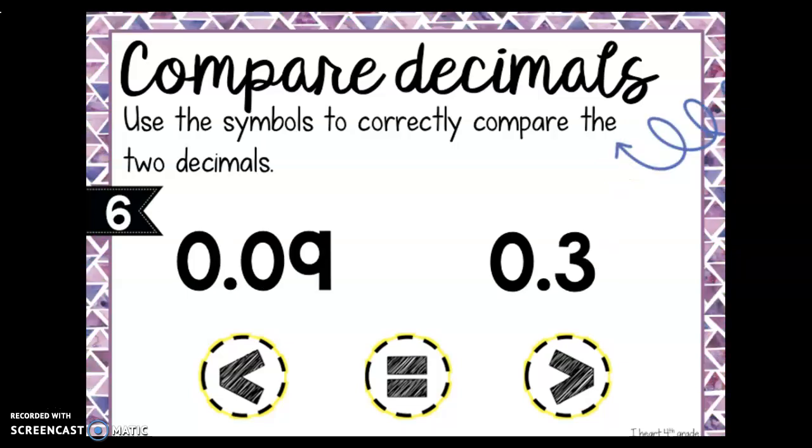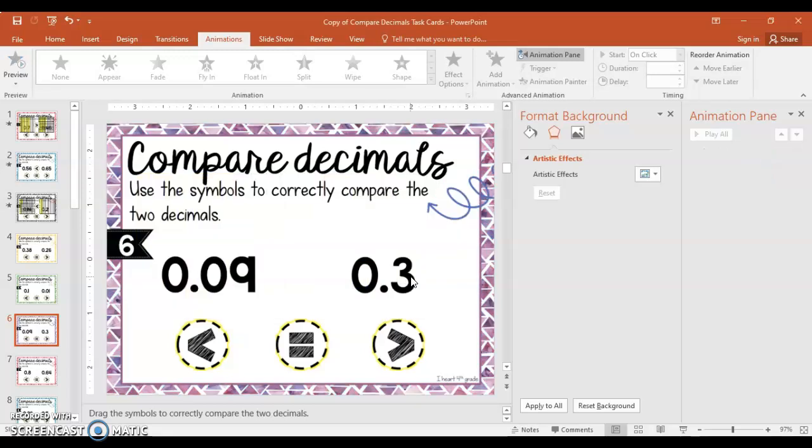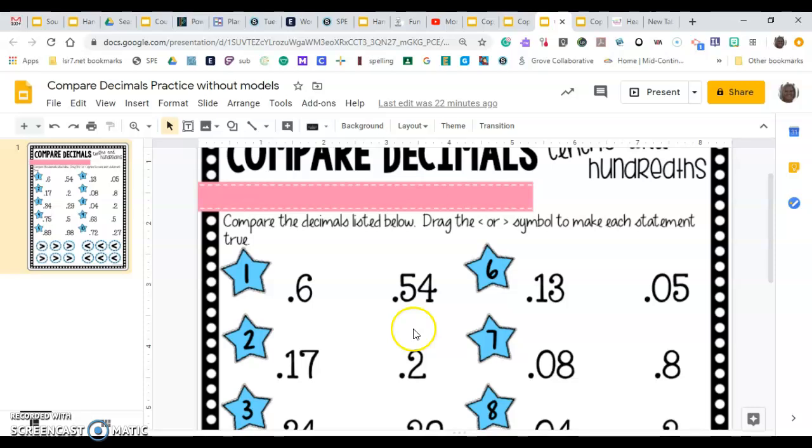Let's try another one. I have 9 hundredths and 3 tenths. So if I have 9 hundredths, that would be 9 little pieces colored in one of the columns. But if I have 3 tenths, I have 3 whole columns colored in. That means that 9 hundredths is less than 3 tenths. Today you're going to do some practice on this page. Don't forget to enlarge it a little so you can see easily.